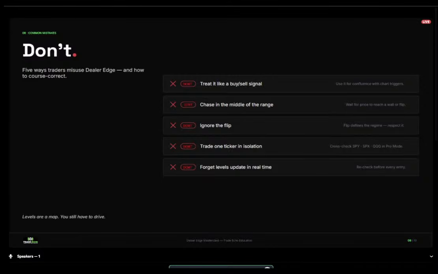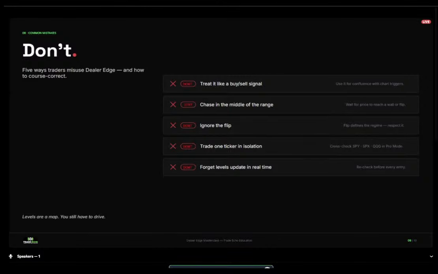Mistake number two, chasing in the middle of the range. For example, if price is sitting between the anchor and a wall, there's not going to be a lot of clean edge to buy or sell. You just got to let price come to that level. Number three, ignoring the flip. The flip is going to tell us the regime. And if price loses a flip and starts expanding lower, you really don't want to keep treating the tape like it's controlled. Mistake number four, you're only looking at one ticker. You have to look at SPY, SPX, QQQ. These should all be compared.